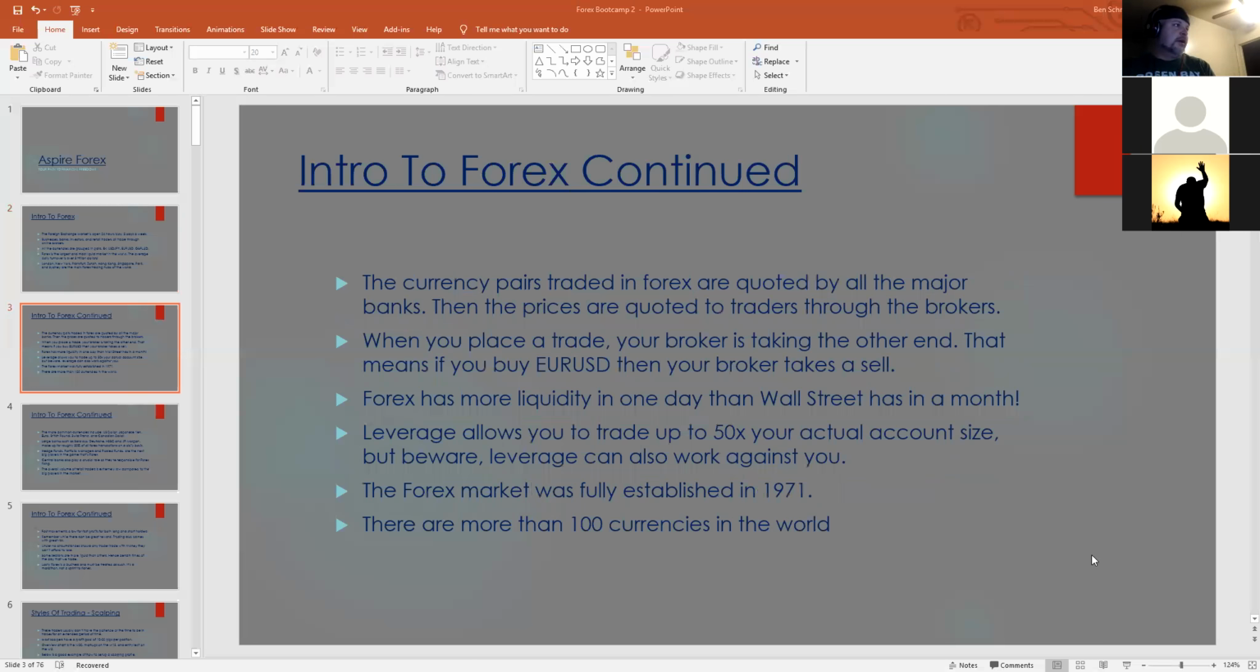The currency pairs traded in Forex are quoted by all the major banks. Then the prices are quoted to traders through the brokers. When you place a trade, your broker is taking the other end. That means if you buy the euro dollar, then your broker takes a sell. All right? Pretty simple, pretty basic. Forex has more liquidity in one day than Wall Street has in a month. I mean, that's just, right? Mind blowing.